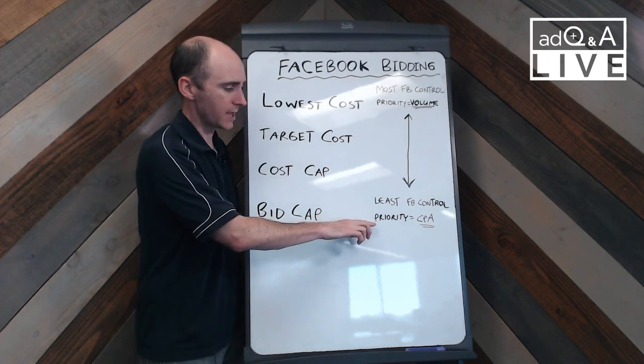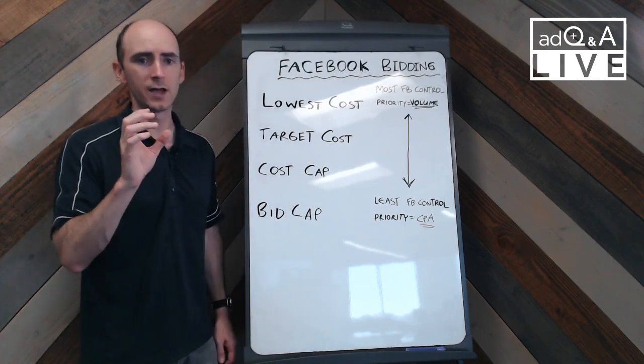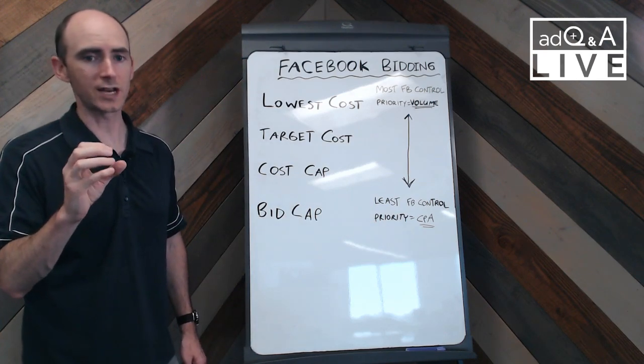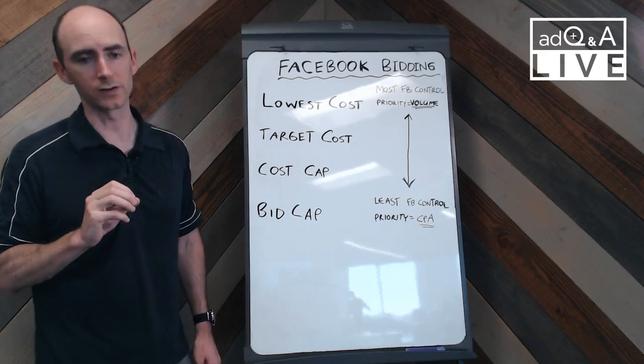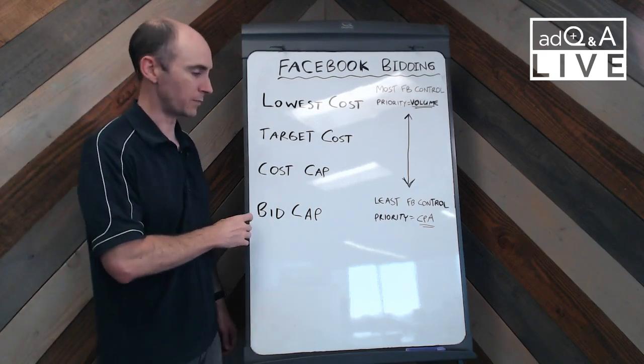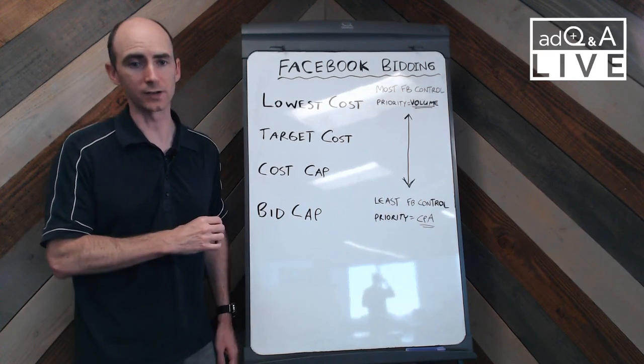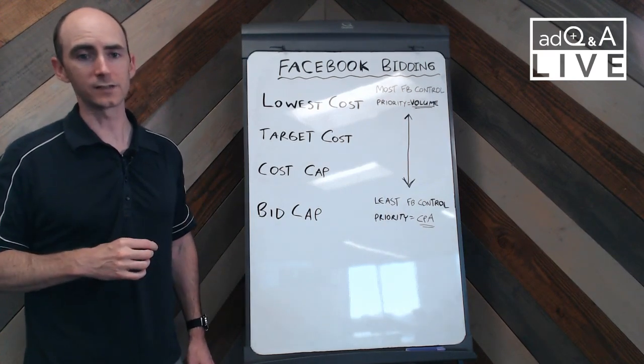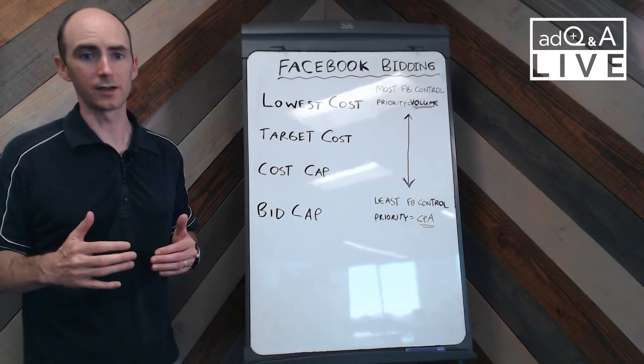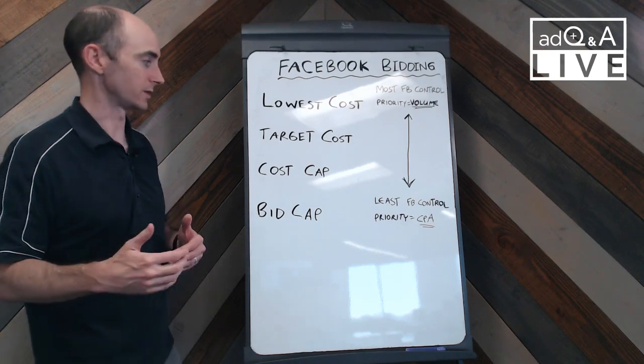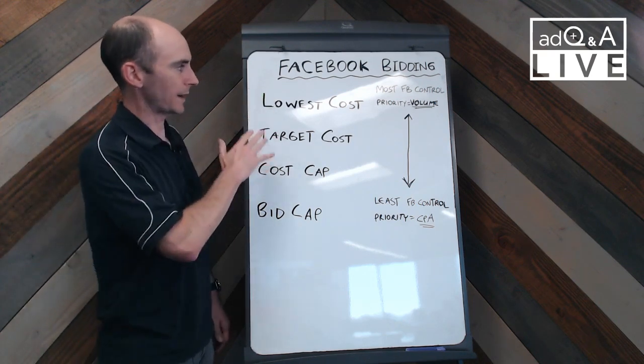And this is if you have the highest priority on minimizing your CPA, right? If you need super fine-tuned, granular control over your CPA, bid cap will give you the most granular control over that. However, the downside is that it's very likely to limit whether and where you start to deliver. So this is kind of the spectrum here.